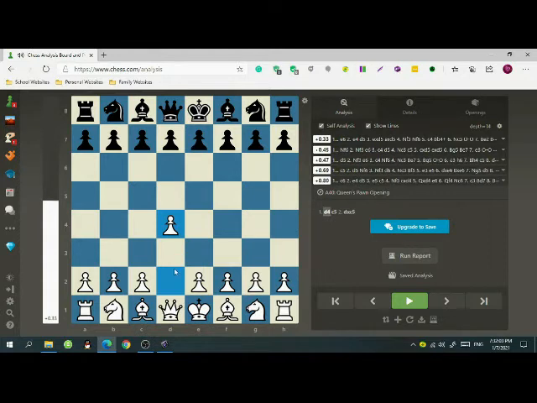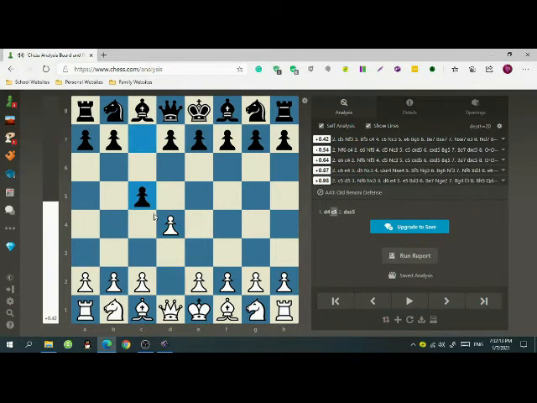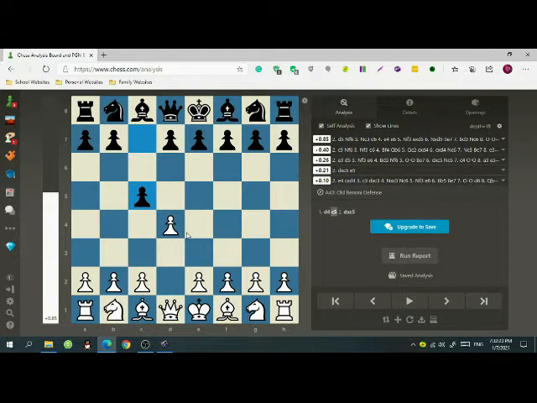The pawn has just moved to d4, so this move would be recorded as d4. Here is another example. The pawn has just moved to c5, so this move would be recorded as c5. We record it this way unless the pawn captures.